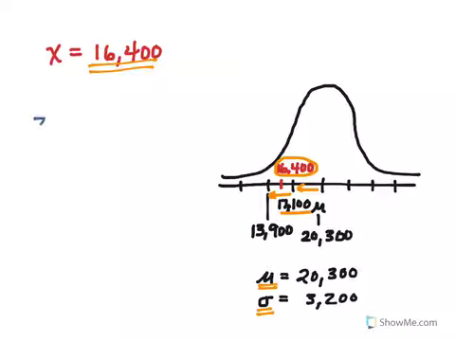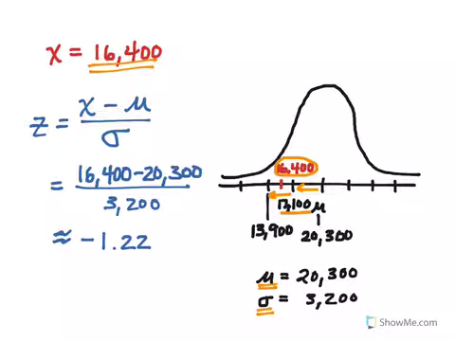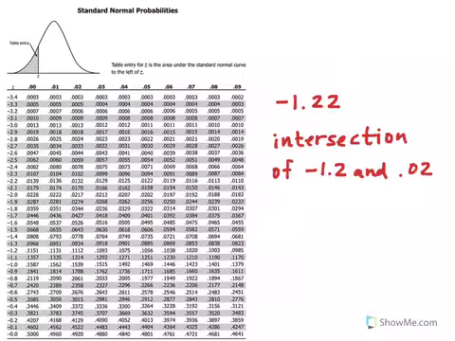So our z-score formula is the data minus the mu divided by the standard deviation. So we just plug and chug from there. 16,400 minus the 20,300, all divided by the 3,200. And that gives us a z-score of approximately negative 1.22.